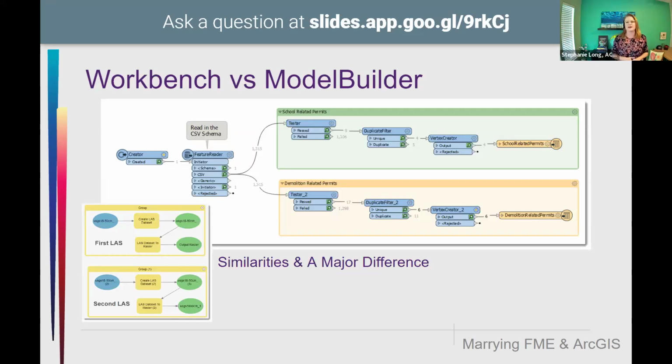But anyways, here we see that in both Model Builder and FME, you can create similar ways of grouping your tools together. In Workbench on the right-hand side, in the green and the orange, it's called a bookmark. And then in Model Builder, you can add labels. So here I have my first LAS file and my second LAS file. In the Workbench, it says read in the CSV schema. So we've got ways of annotating the Workbench to remind ourselves of what we're working on.